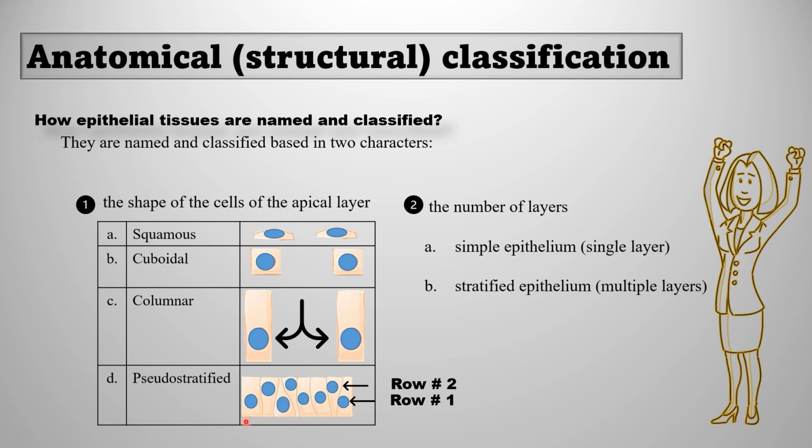Just look to the basement membrane, and then you are going to see that all these cells emerge from the same basement membrane. This will tell you that this is fake.